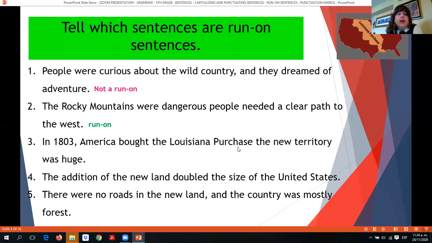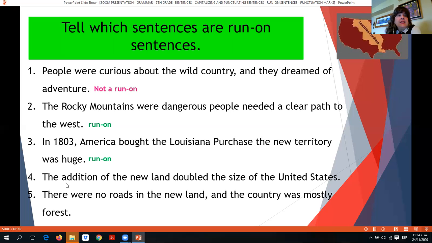Again, here we have two separate ideas. We have the first idea, which is in 1803, America bought the Louisiana Purchase. And we have another idea that says that the new territory was huge. So they're all in the same sentence with no comma, no word and or but. So we have a run-on, okay?